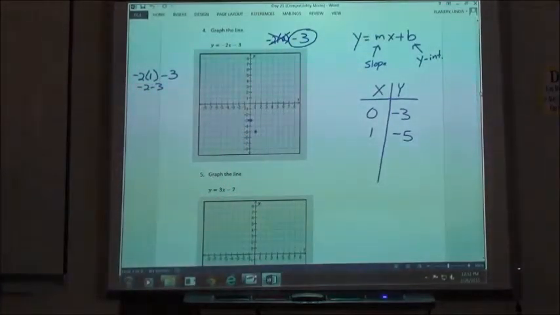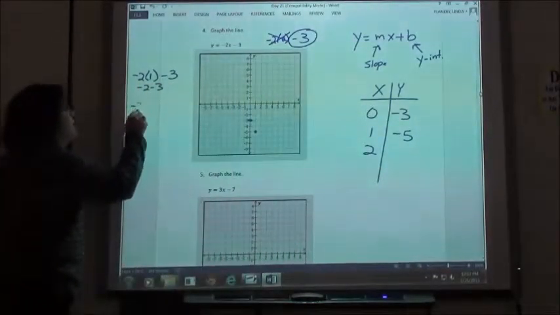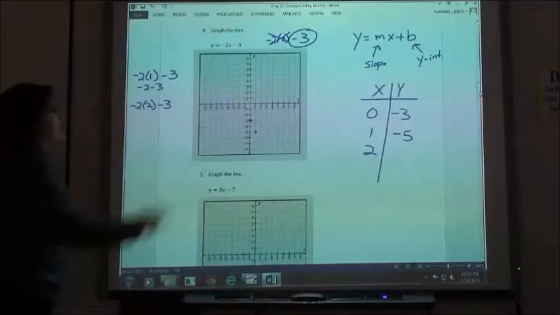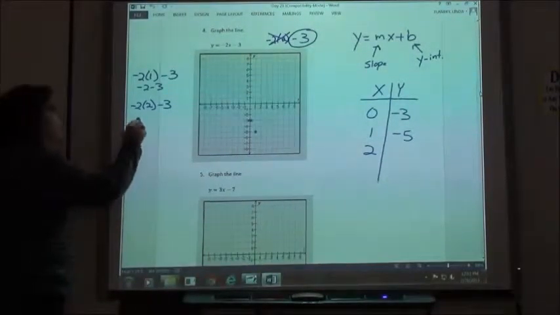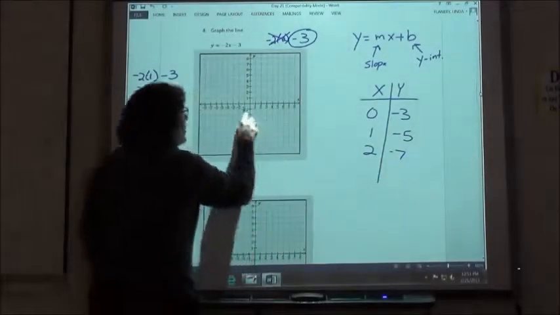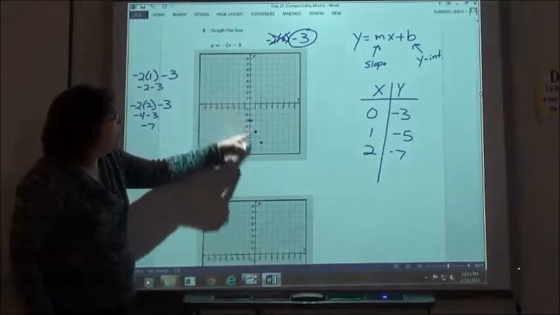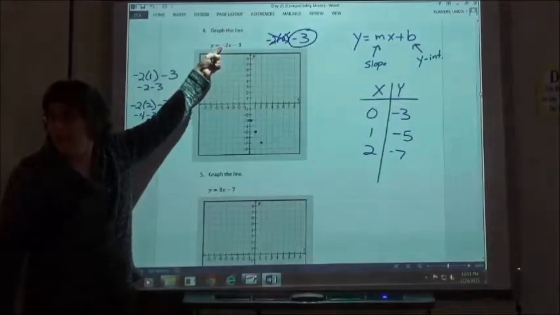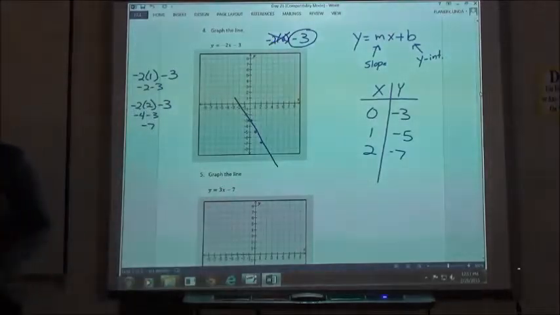And just to make sure my line's going straight, I'm going to pick another number to put in for x. 2. So I'm going to take negative 2 times 2 minus 3. And if I solve that, I'm going to get negative 7. Negative 4 minus 3 is negative 7. So I'm going to go over 2, down 7. When I connect my dots, because my slope was negative, I'm going to go downhill as I go from left to right, which I do.